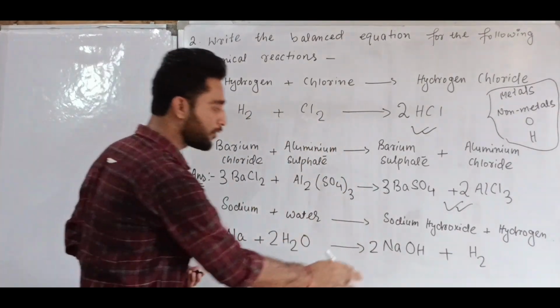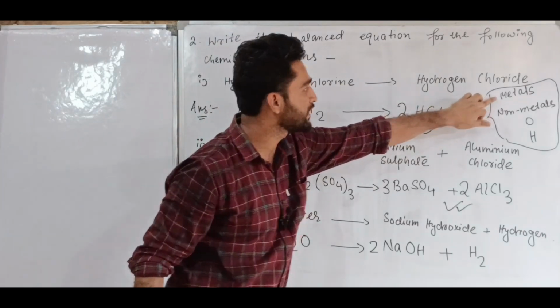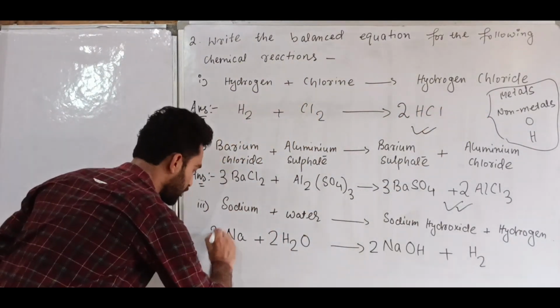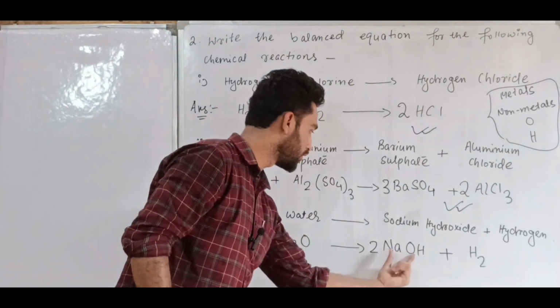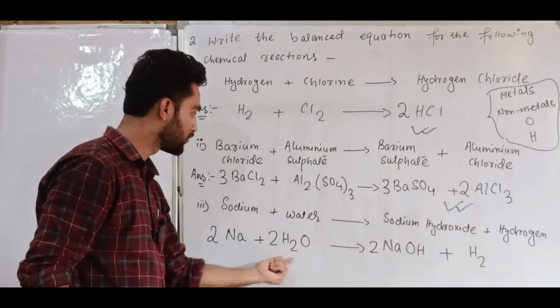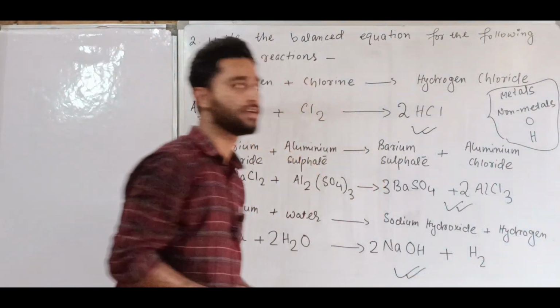So I told you, whenever we are putting the numbers, always start from the beginning. So here metals, first check the metals. Sodium 1, here sodium 2. So here you put 2. Now you see sodium 2, sodium 2. Oxygen how many here? Oxygen 2. Now hydrogen count 2 to the 4. Here 2 hydrogen, 2 hydrogen. That means the reaction now became balanced.